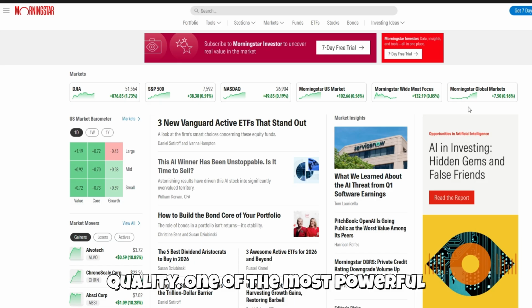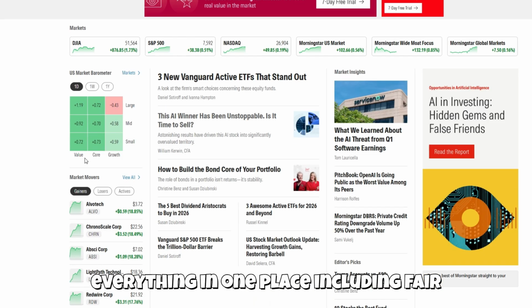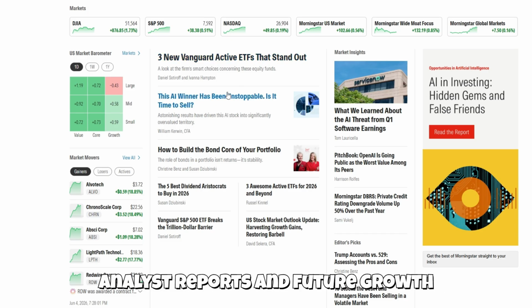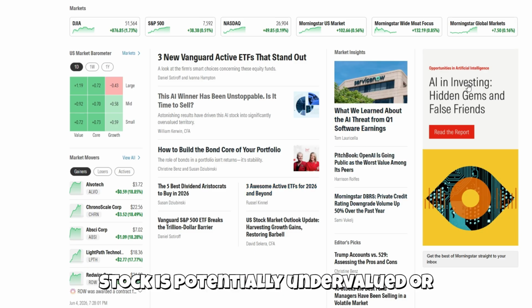One of the most powerful features you should know is the stock page itself because it gives you everything in one place, including fair value estimates, financial statements, analyst reports, and future growth expectations so you can understand if a stock is potentially undervalued or overpriced.